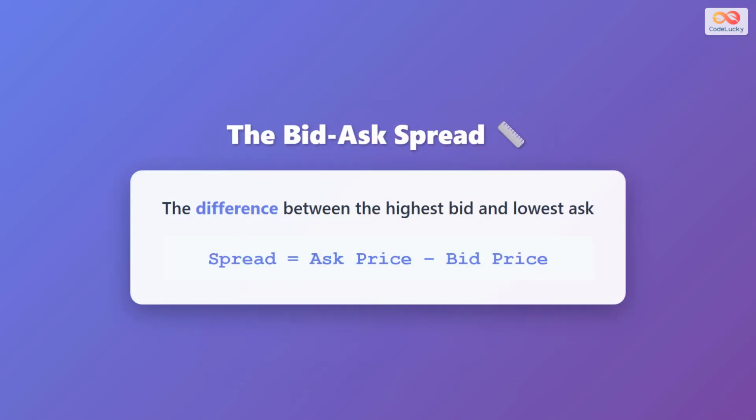The bid-ask spread is a crucial concept in trading. It's simply the difference between the highest bid price and the lowest ask price. You calculate it by subtracting the bid price from the ask price. This spread tells you how liquid the market is. A smaller spread usually means a more active and liquid market.